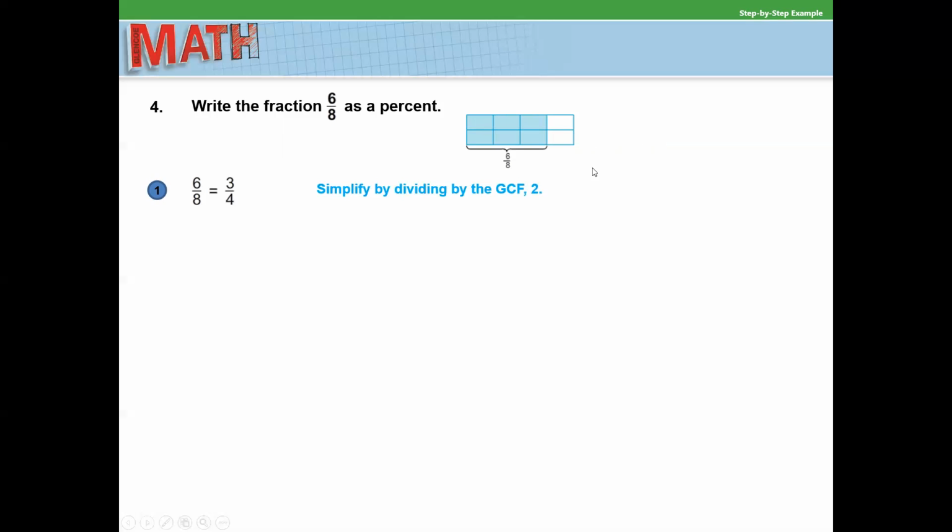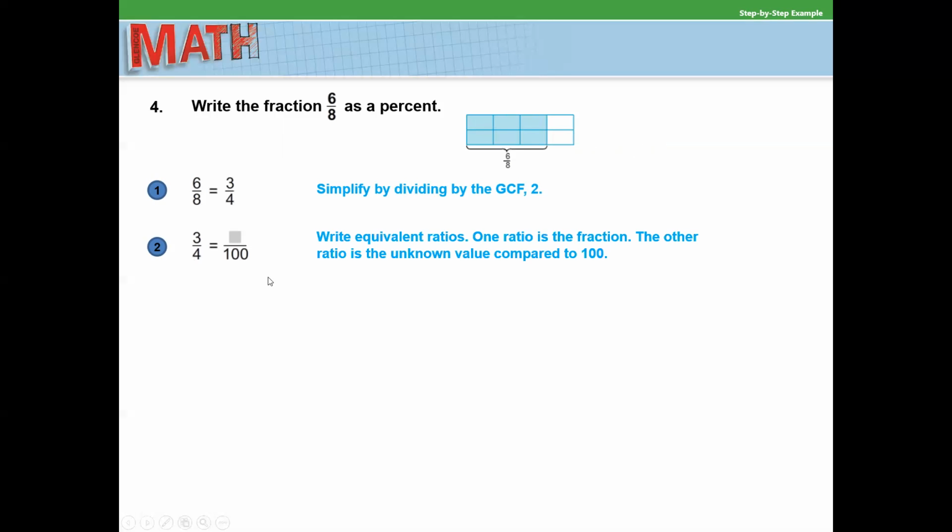Simplify by dividing by the greatest common factor. 3/4 equals how many parts per 100? What do you do to the 4 to make it equal 100? Whatever you do to the bottom, you have to do to the top. Write equivalent ratios. One ratio is the fraction. The other ratio is the unknown value compared to 100.